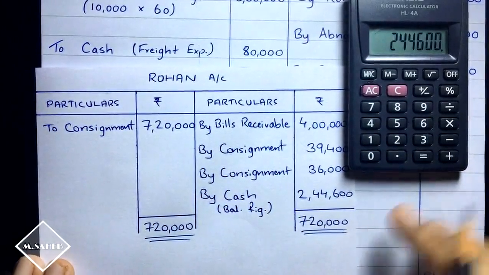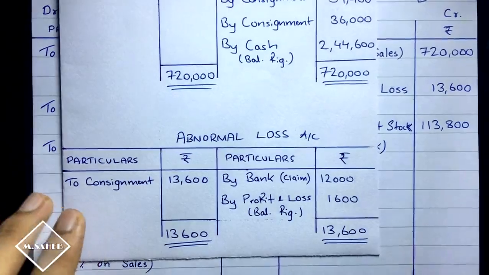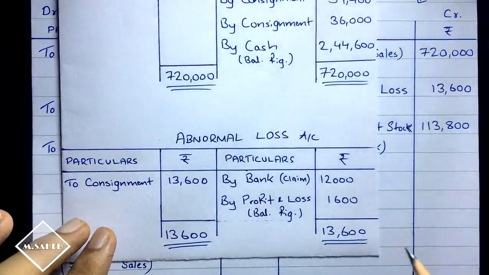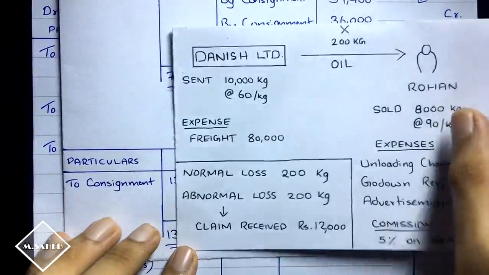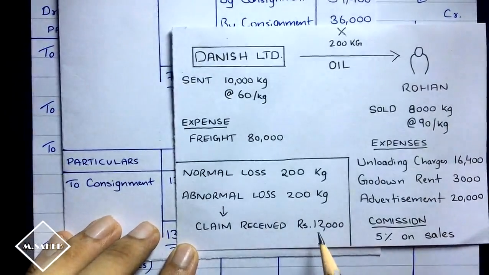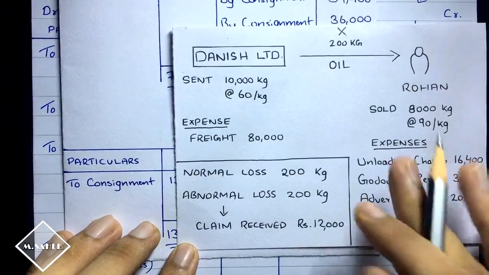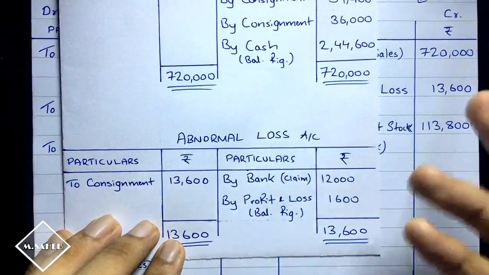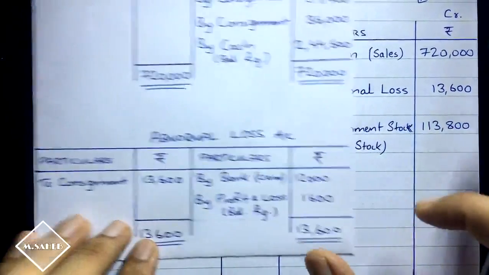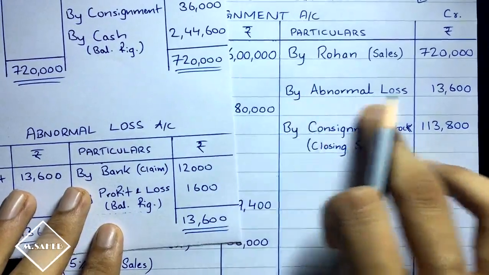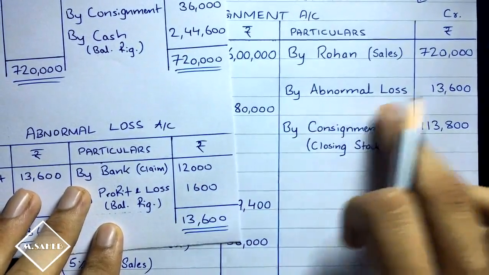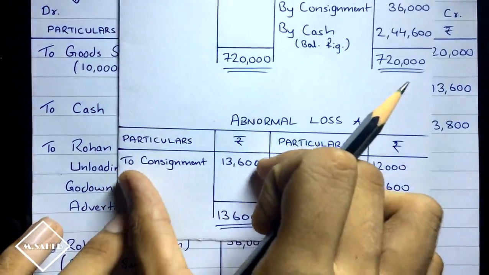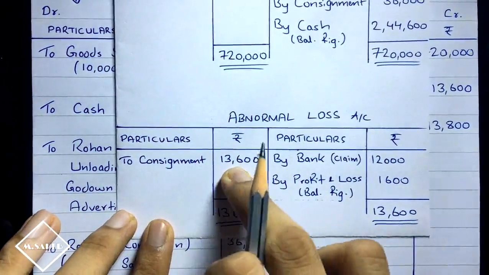And then the third account that we need to prepare is the abnormal loss account. Why do we have to prepare this account? That is because we have received an insurance claim of rupees 12,000 on abnormal loss, the goods damaged. So we have to prepare this abnormal loss account by just doing the cross posting. This is also very simple. See, in the consignment account we have "By abnormal loss" 13,600, so this will go here as "To consignment" 13,600, cross posting.